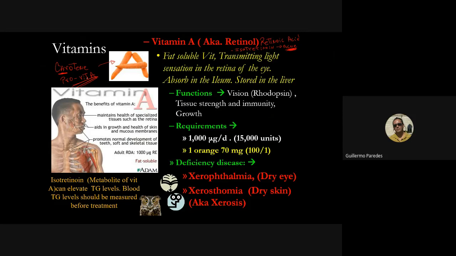The rod receptors, as you remember, and cones for colors. Rod is for night vision, so it's like you're using a rod to walk in the darkness. Just to remember, the rods are for night vision, okay? So you can tell me now, if you have a deficiency of vitamin A, that can cause night blindness. Question for the exam, night blindness, okay?